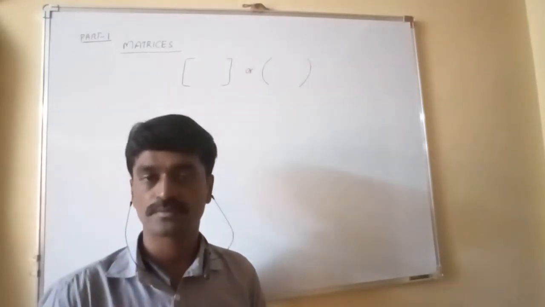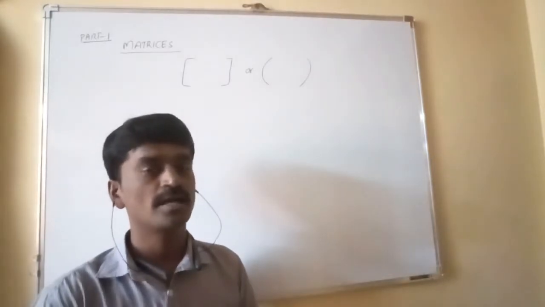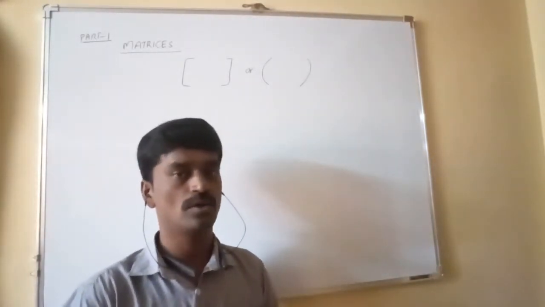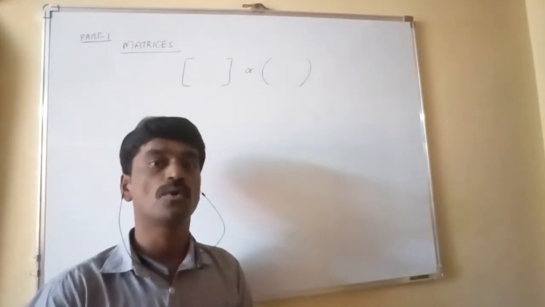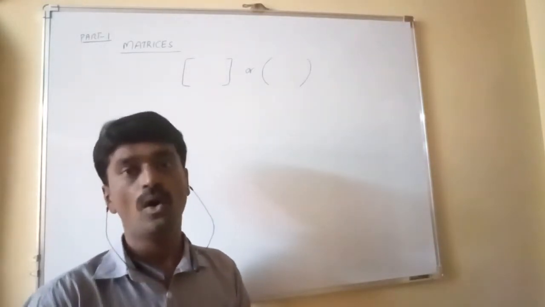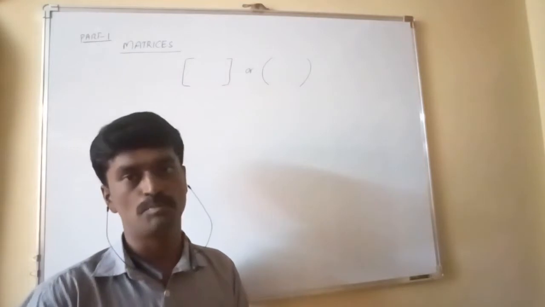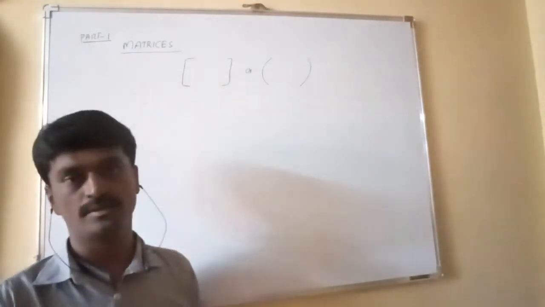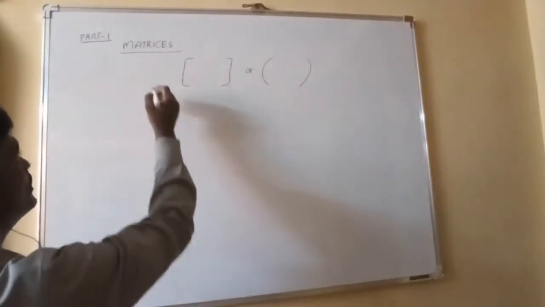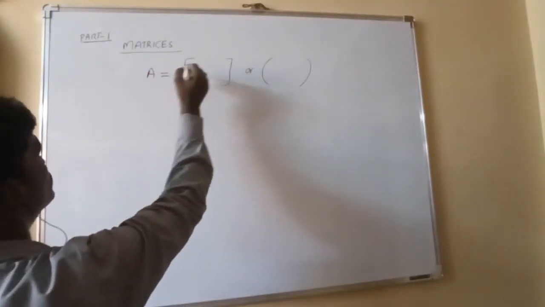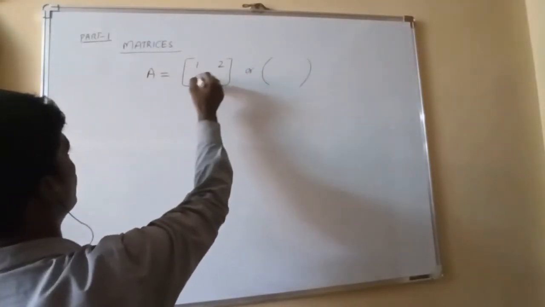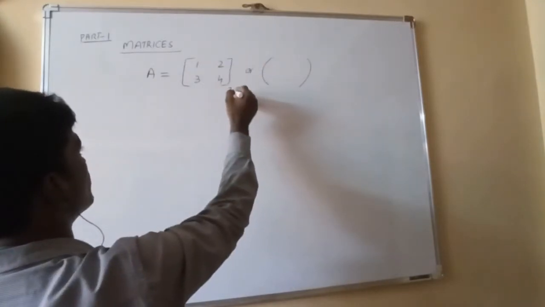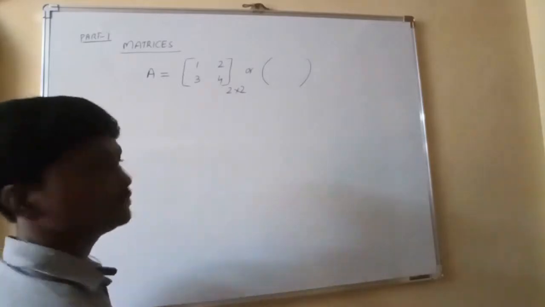If your matrix has m rows and n columns, then it is a matrix of order m by n, or of size m by n, or of type m by n. For example, if I consider A equal to 1, 2, 3, 4, it contains 2 rows and 2 columns. It is a matrix of order 2 by 2.